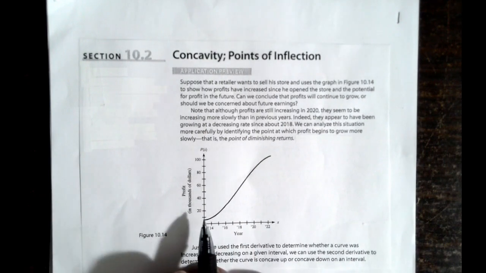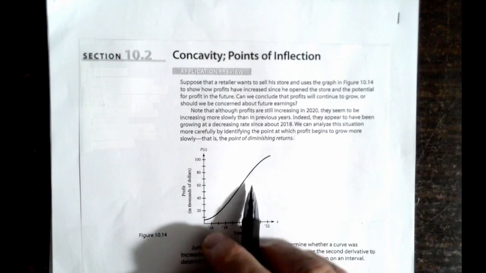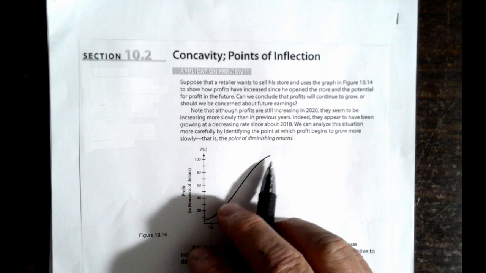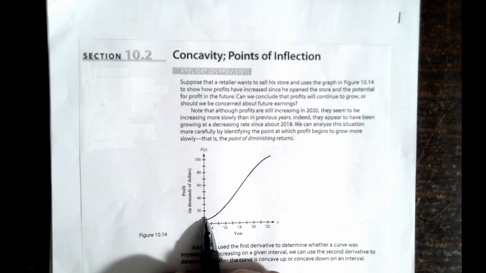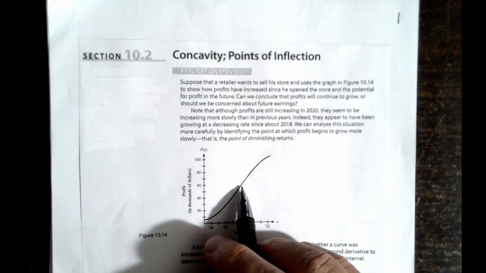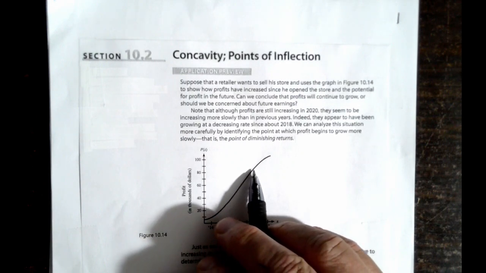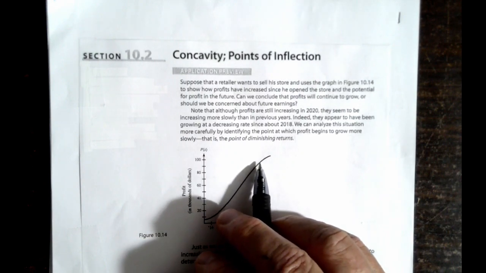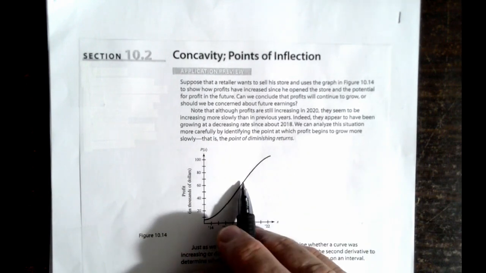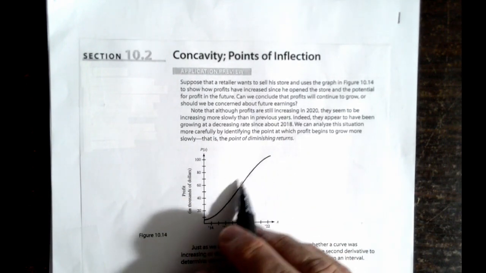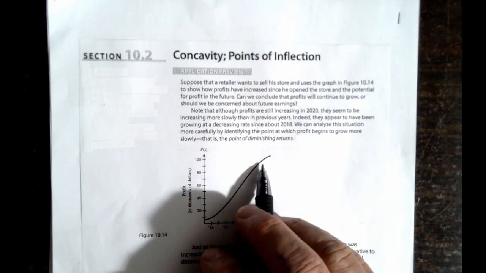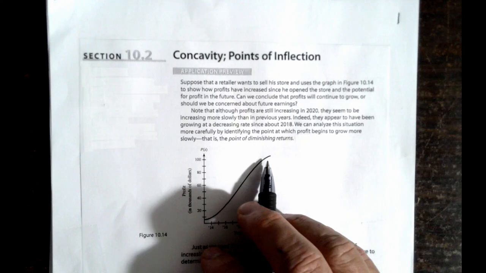Note that although profits are still increasing in 2020, right here, they seem to be increasing more slowly than in previous years. So here it starts out going up but at a slow rate, but then it picks up speed, and it's going up pretty fast here. And then right about here it starts to increase at a slower rate. And so there's a point here where the rate at which it's increasing is actually getting less, even though it's still increasing.